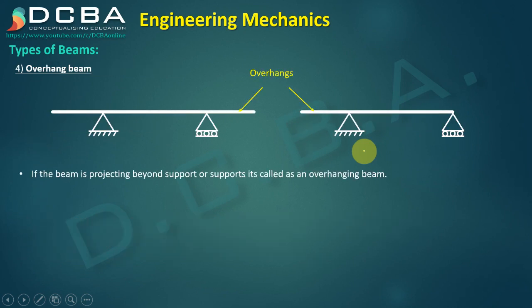The fourth type of beam is overhang beam. So you see these extra hanging parts, and these are called as overhangs, the ones which are projecting outside. So the literal meaning of overhangs is it is passing over the support and then it is hanging outside. Thus it is called as overhangs.